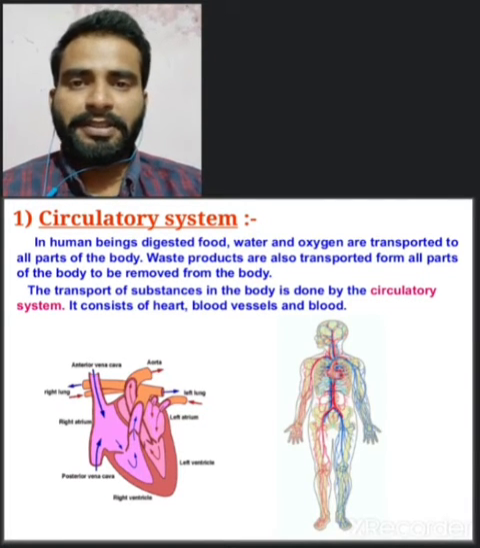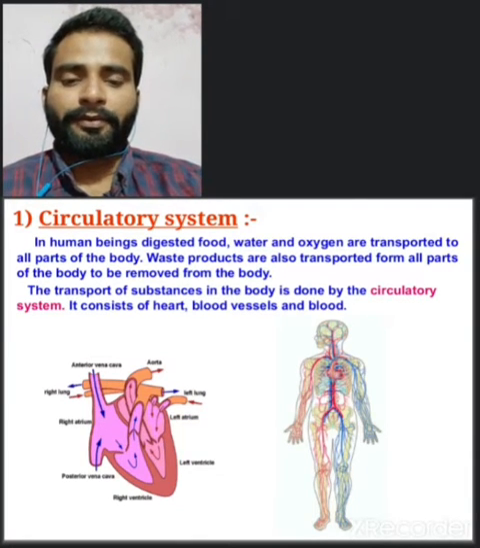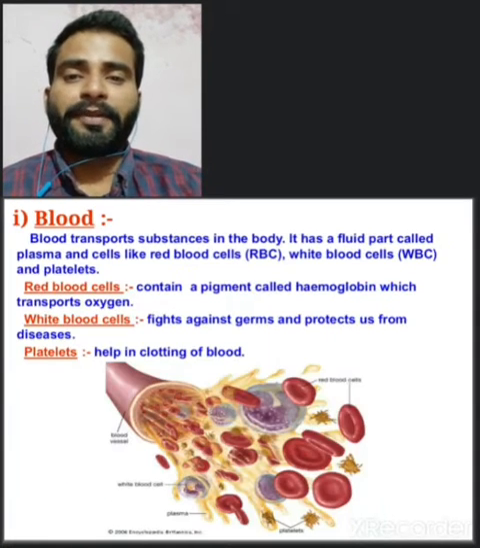So what does the circulatory system consist of? The circulatory system consists of the heart, blood vessels, and blood. Heart, blood vessels, and blood. First we'll see the blood.